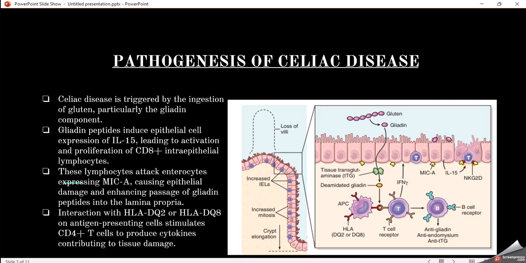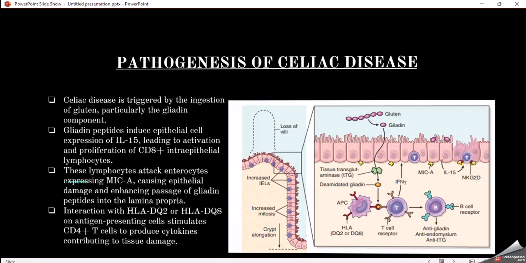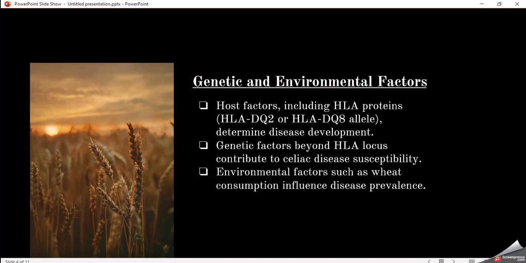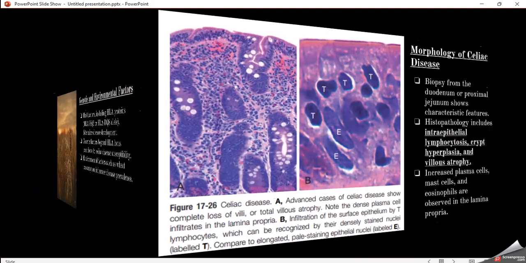Pathogenesis of celiac disease: when you get exposed to the gliadin component of gluten, you get interleukin 15 expression, and that leads to the activation and proliferation of CD8 lymphocytes. That leads to enterocytes expressing MICA, which bursts into an autoimmune reaction. In the genetic makeup, HLA-DQ2 or HLA-DQ8, such incidence occurs more. So that is like a predisposing factor. As just discussed on the previous slide, HLA-DQ2 or HLA-DQ8 genetic makeup increases the chance of contracting celiac, and some environmental factors such as wheat consumption also increase the disease prevalence.